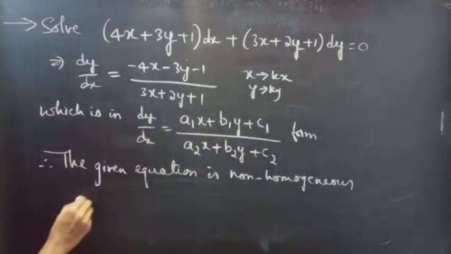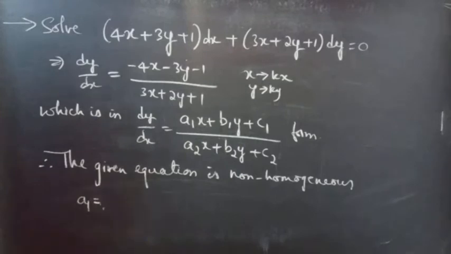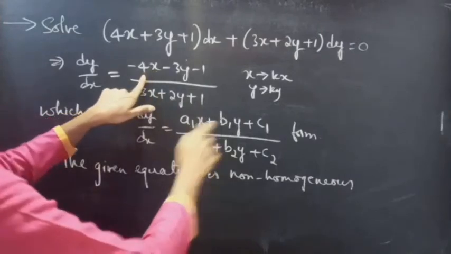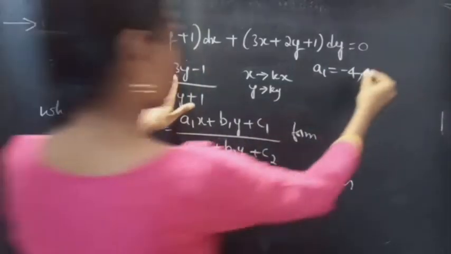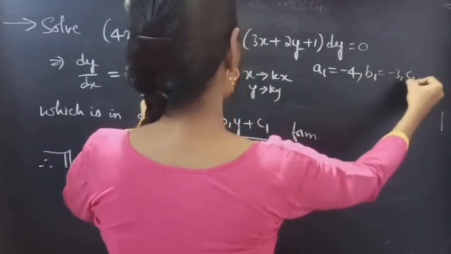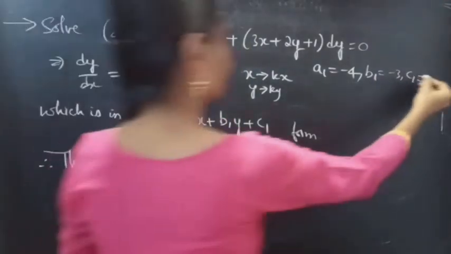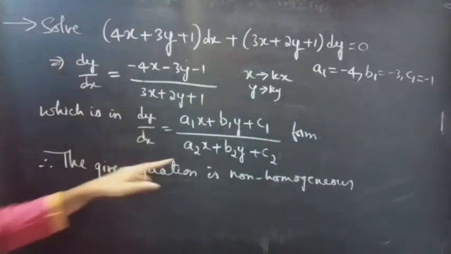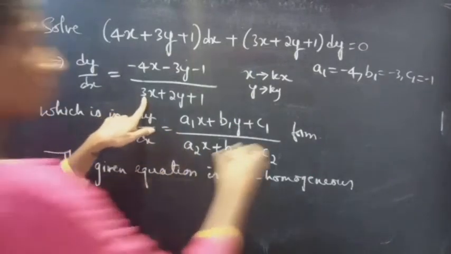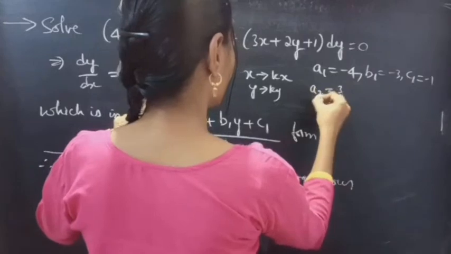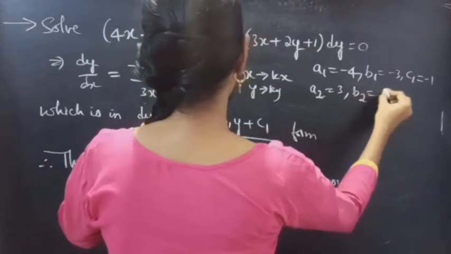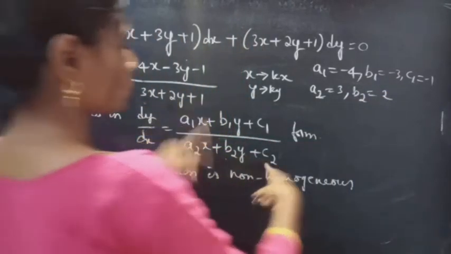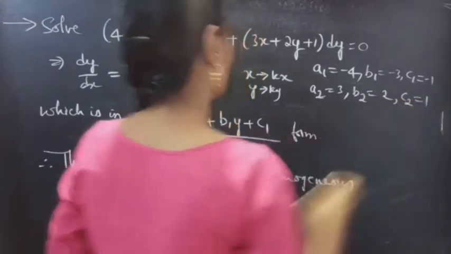From the numerator, the coefficient of x will be our a1. Coefficient of x is our a1. And coefficient of y is our b1. And c1 equals minus 1. Now coming to the denominator, coefficient of x is your a2. Coefficient of y is b2. Okay, and c2 equals 1. Fine.